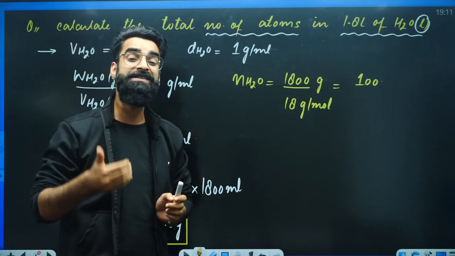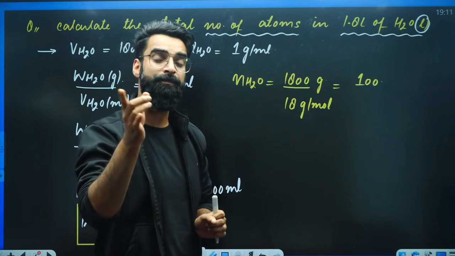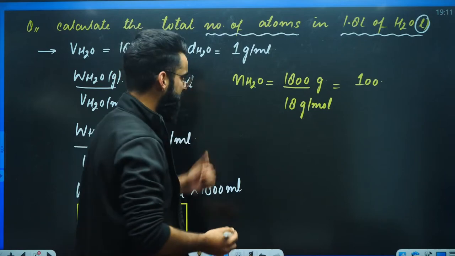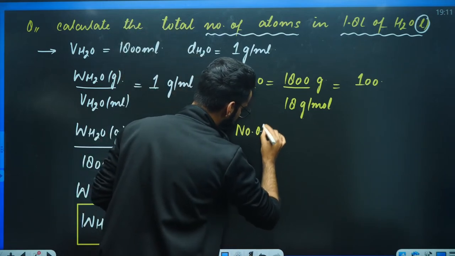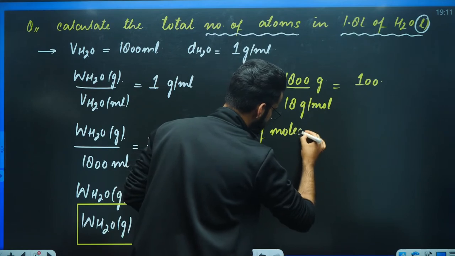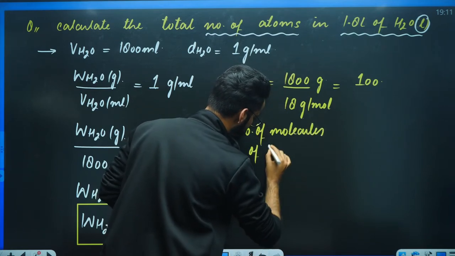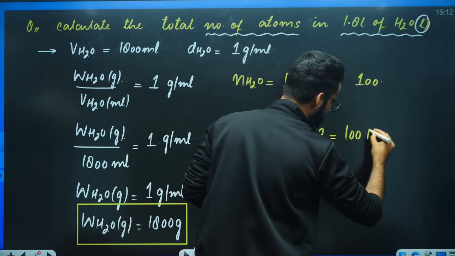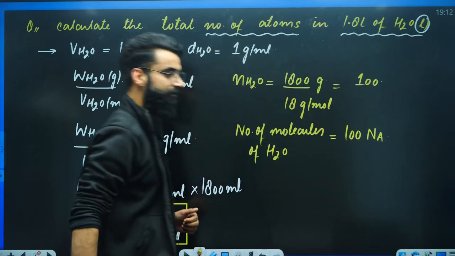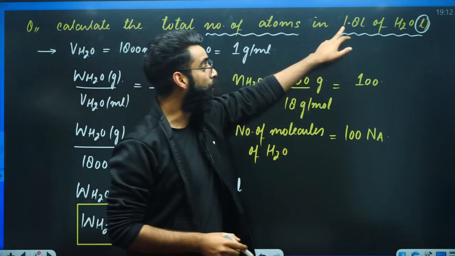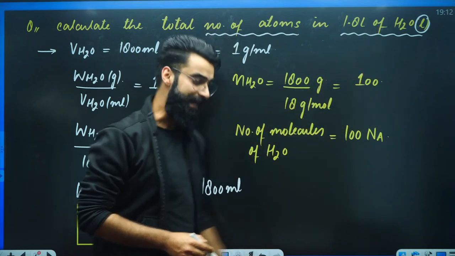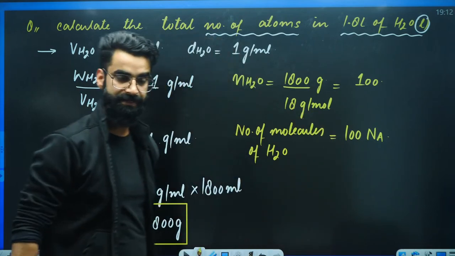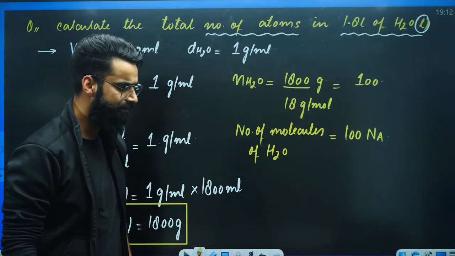And how do you convert moles into molecules? You just have to multiply the moles by Avogadro's number, and you will get the number of molecules. So I must say, the number of molecules of water will be equal to 100 multiplied by Avogadro's number. So these many molecules of water we have. In 1.8 liters of water, in 1800 grams of water, there will be these many molecules of water present. Okay, right?